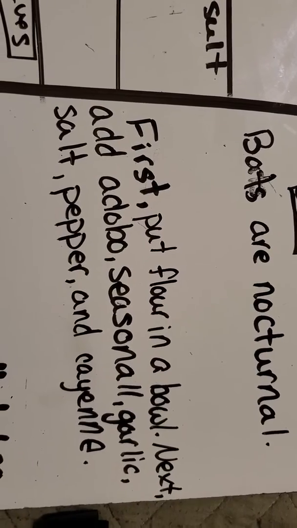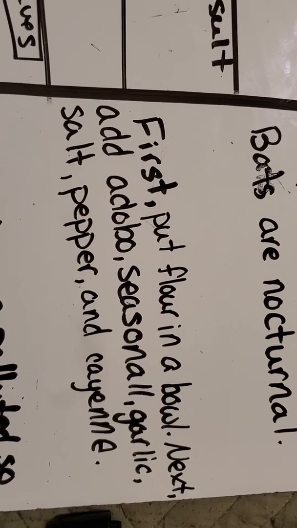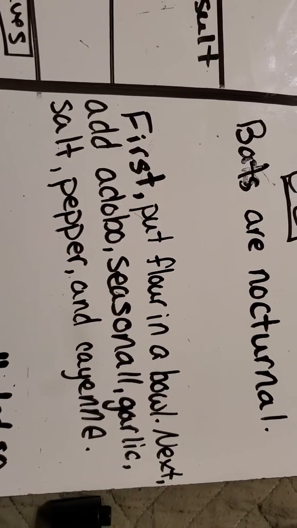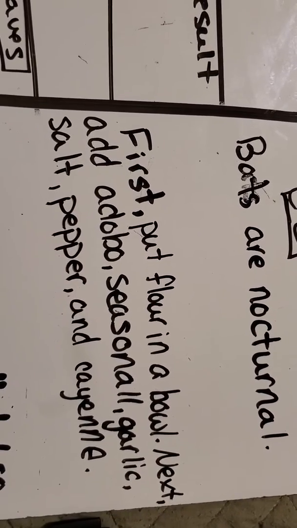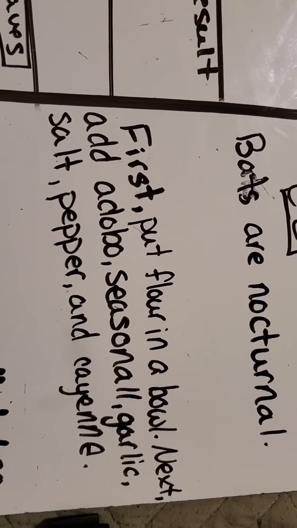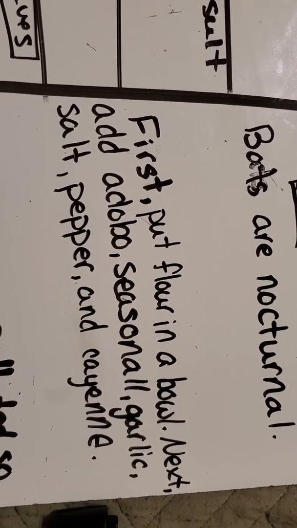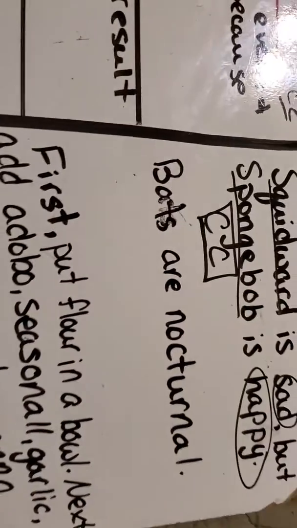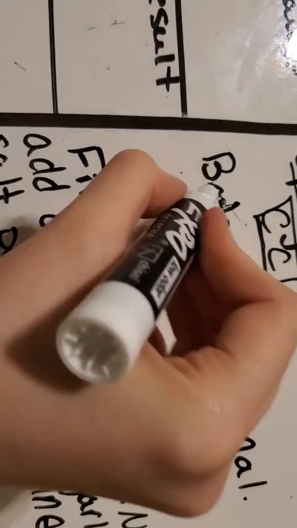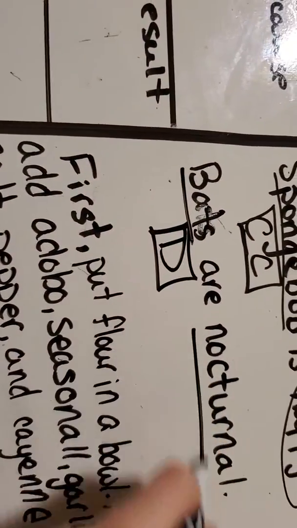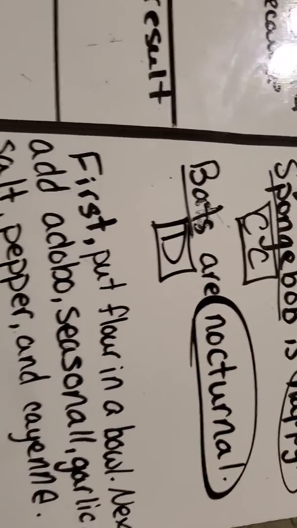No, not really, right? Are we showing a problem and solution? Do we have a problem listed there? No. And are we showing a cause and effect? Do we say what the reason for bats being nocturnal is? No. So this is just description. We're talking about bats. They are nocturnal.